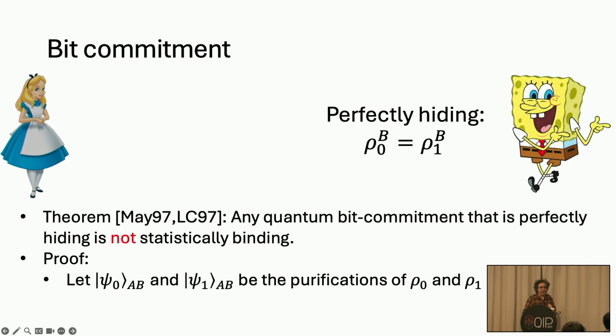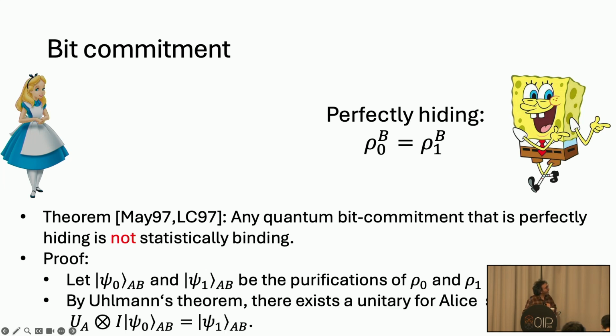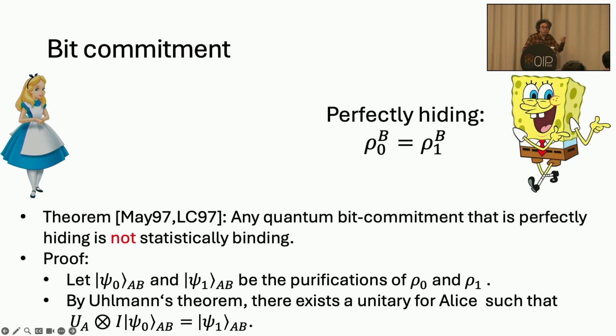And let's look at the purified states, the shared state that they have when Alice commits to 0 and 1. Let's recall that Uhlmann's theorem guarantees that for any two such states, since rho 0 equals rho 1, there's a unitary acting only on Alice's side that maps psi 0 to psi 1. So how will she change her mind? She'll always commit to 0. So at this point, the shared state is psi 0. And if she wants to open to 1, she'll apply that unitary and continue from there. Right? So it's very easy to see that there's no perfectly hiding and binding scheme.